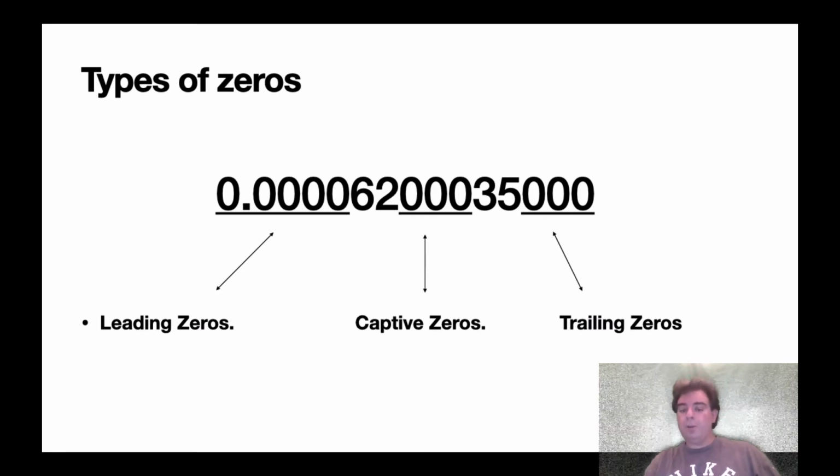Now we move on to captive zeros. Captive zeros, just as the word suggests, are between two numbers. In this case, we have the zeros between the 2 and the 3.